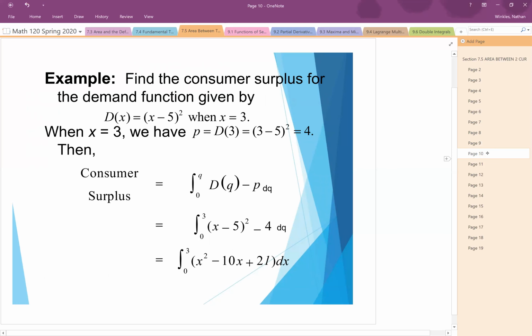So we're told find the consumer surplus for the demand function given by D of X equals X minus 5 all squared when X is equal to 3. So the first thing we want to do is we need to find our P value here.